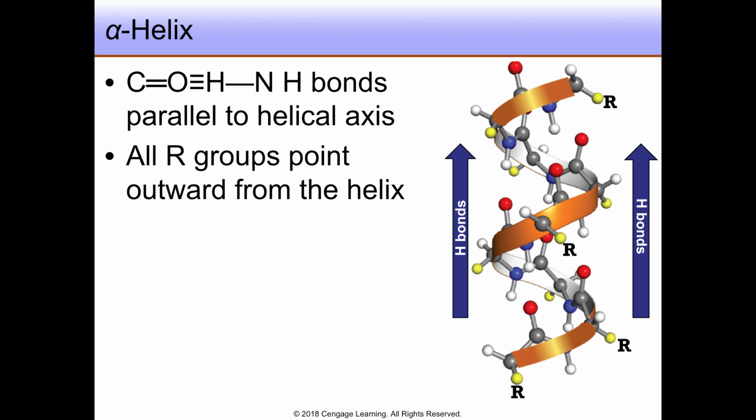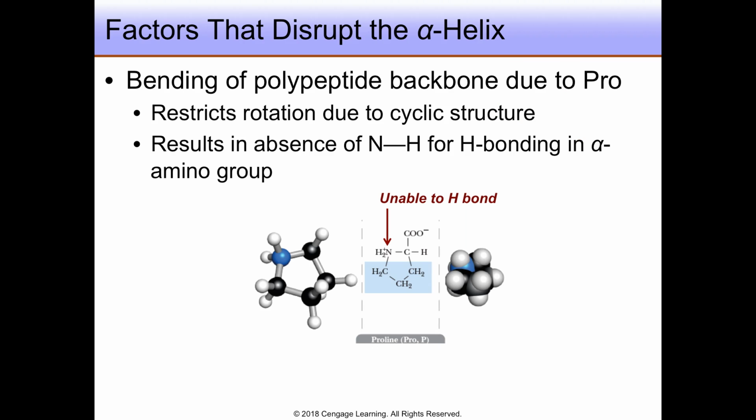Notice that with this arrangement, the hydrogen bonds are parallel to the helical axis and the R groups project outward from the helix. Remember, the amino acid side chains are of varying sizes and must therefore be excluded from the interior of the helix, or it could have no regular pitch.